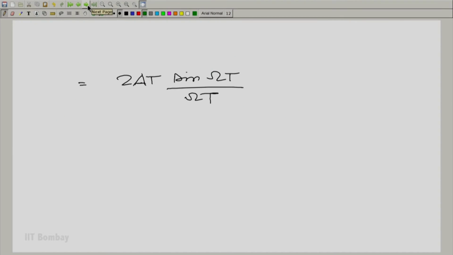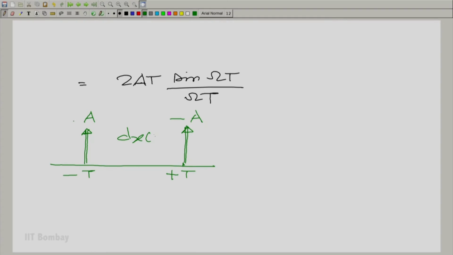Let me draw this derivative now. An impulse of strength A at minus T and an impulse of strength minus A at plus T. This is dx(t)/dt. It is very easy to calculate its Fourier transform. Well, let us call this equal to g(t). g(t) is equal to dx(t)/dt.